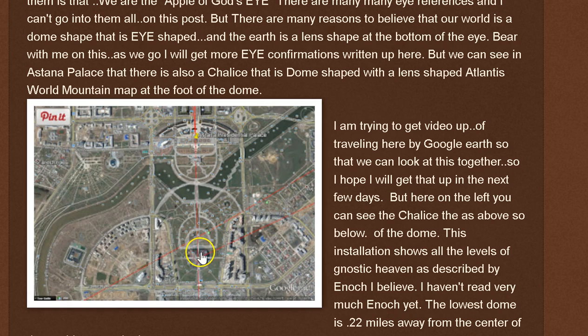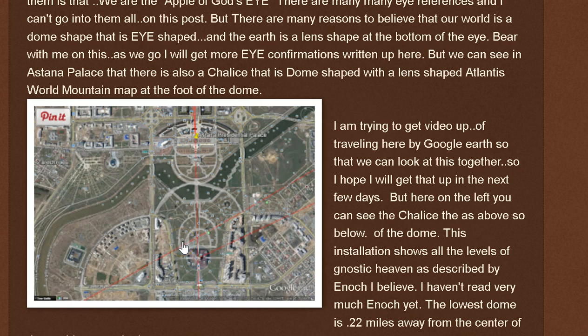I am trying to get video up of traveling here by Google Earth so that we can look at this together, so I hope I will get that up in the next few days. But here on the left you can see the chalice, the as above so below of the dome. This installation shows all the levels of Gnostic heaven as described by Enoch, I believe. I haven't read very much Enoch yet.